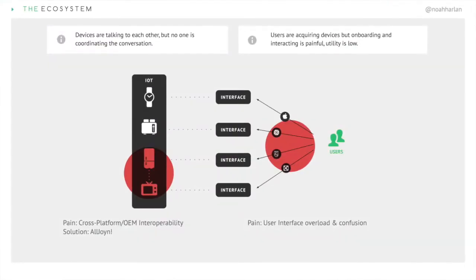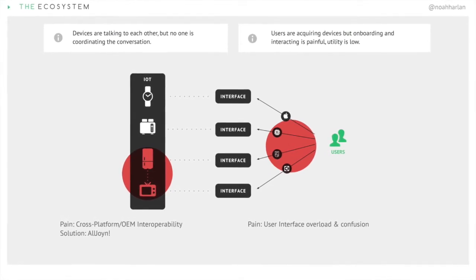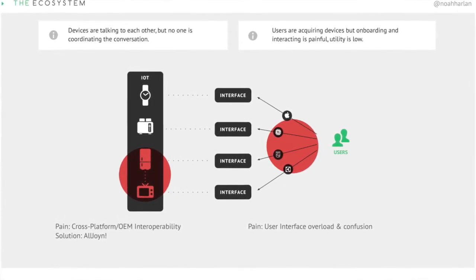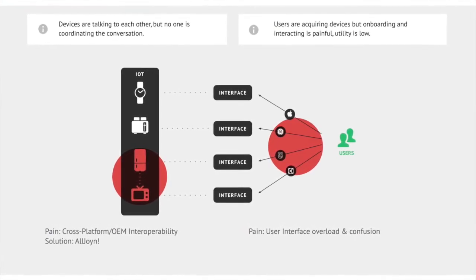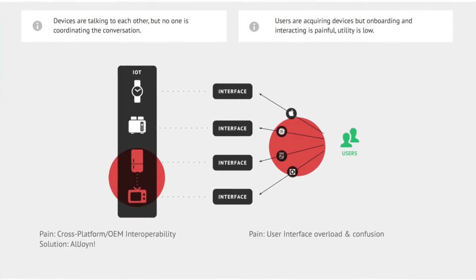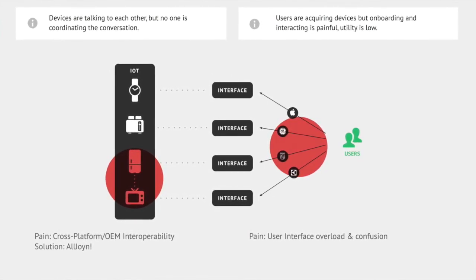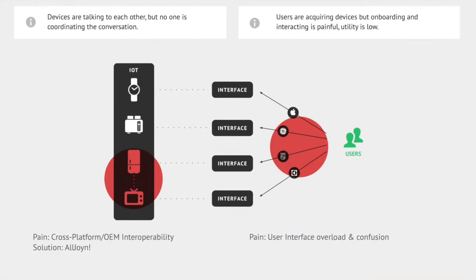So devices are now talking to each other with these protocols, but the users are faced with this enormous problem of interfaces. They're acquiring devices, but onboarding and interacting is painful. And if onboarding is painful, and if interacting is painful, then utility is low, because all they're getting is the value of the individual devices in their individual silos. So if I like the Philips Hue bulbs, they're a lovely bulb. We prefer LIFX. We built the software for them.